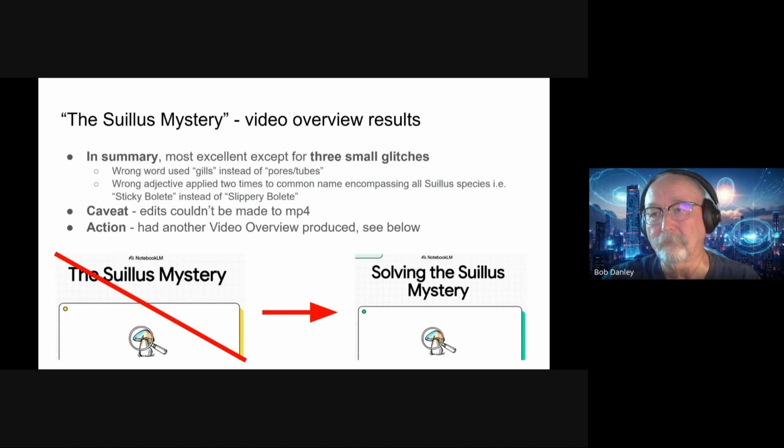Now, what I found was that I couldn't edit the MP4 that I created. So I was scratching my head, what am I gonna do? And then I thought, okay, I'm just gonna go back and ask it to do a second video overview. And you can see the original one to the left has a red streak through it, and this is the new one it created. It changed the title ever so slightly from The Suillus Mystery to Solving the Suillus Mystery.